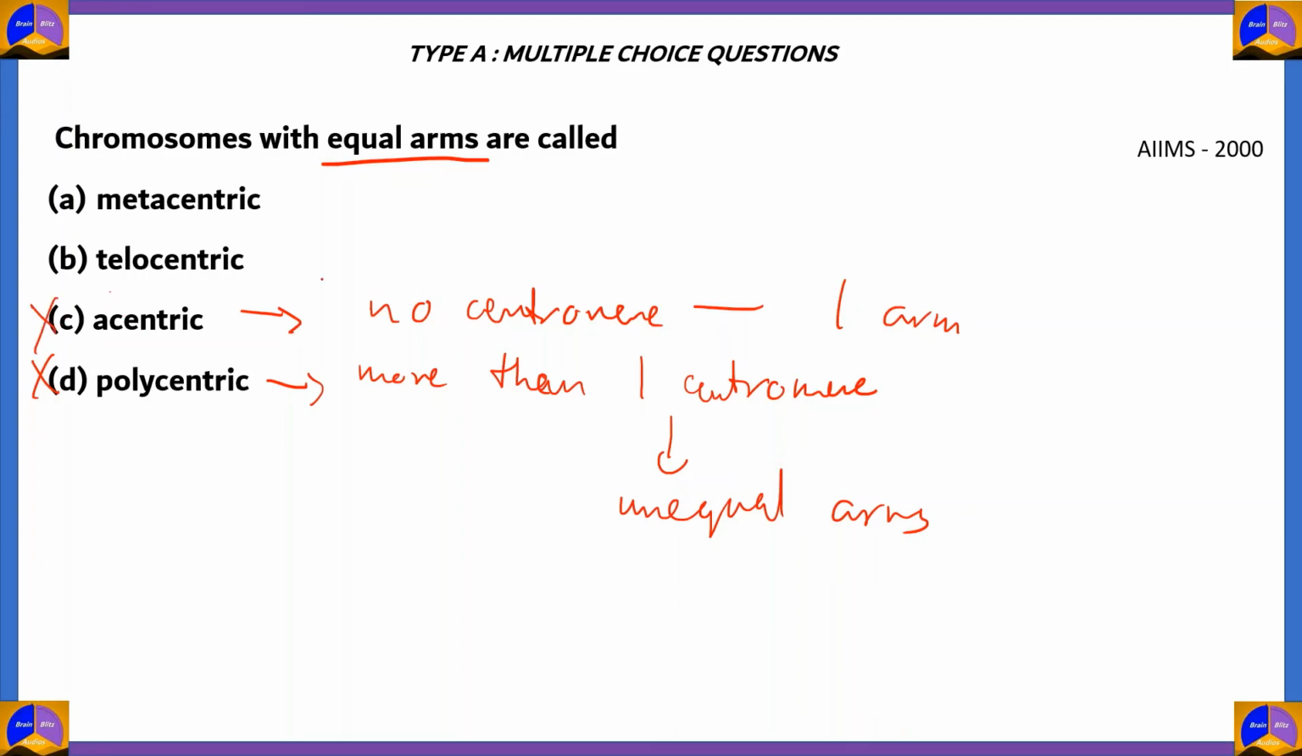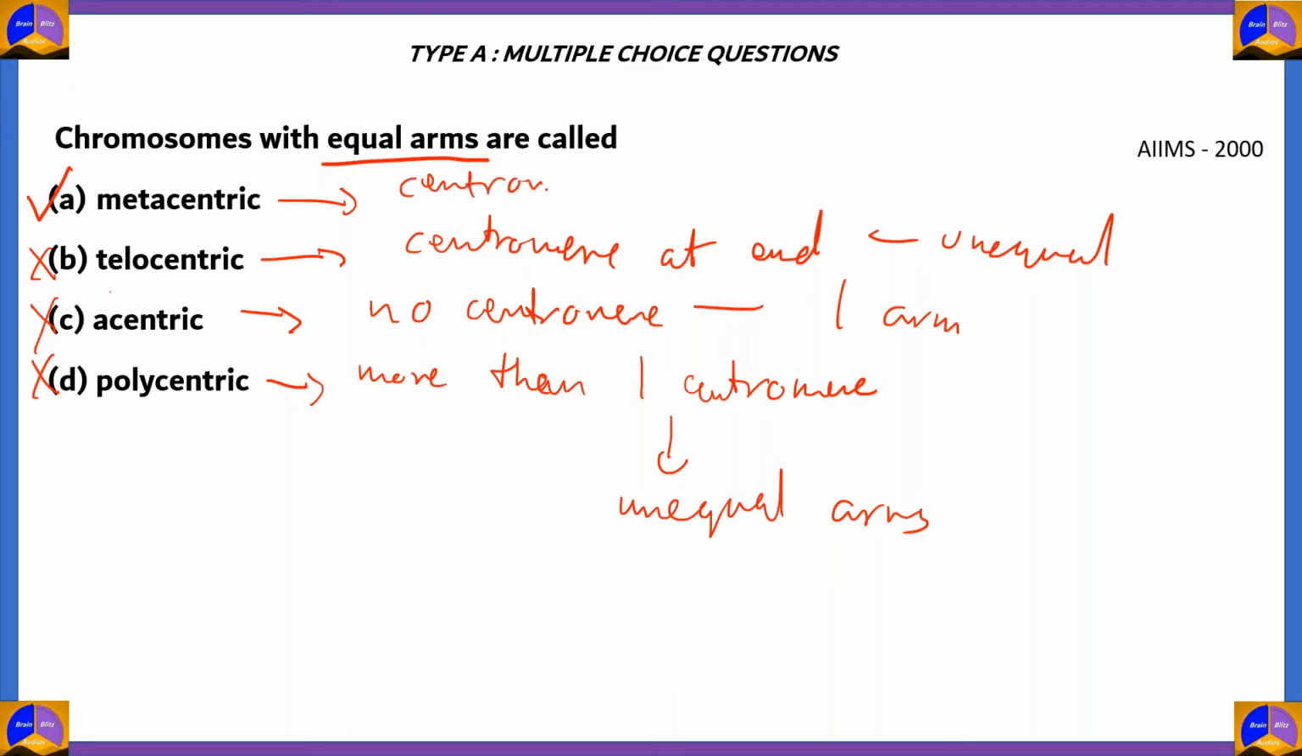What about option B, telocentric? Telocentric has the centromere at the end. So therefore, option B also is incorrect because this creates unequal arms. The right answer is option A, metacentric, because metacentric has chromosomes with equal arms, and the centromere is at the center of the chromosome.